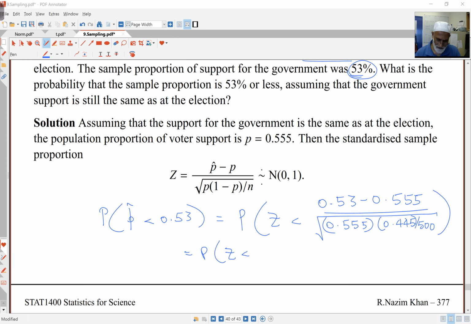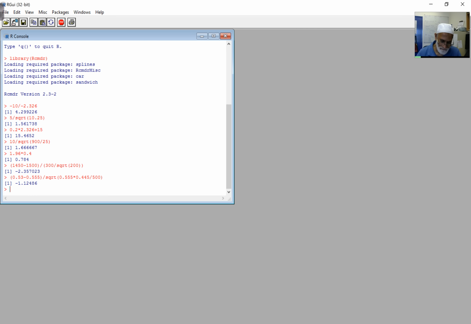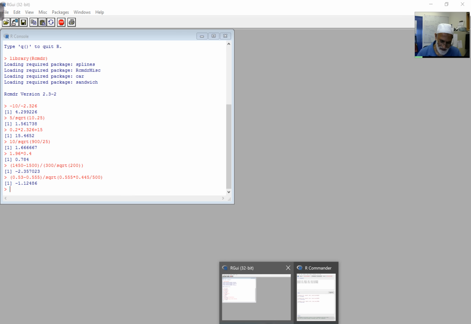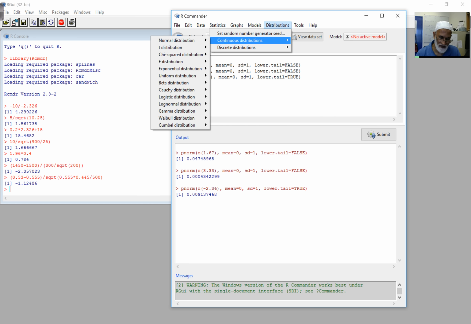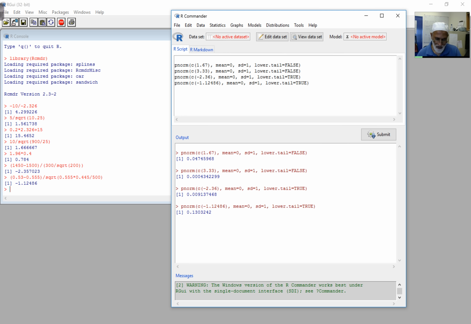So let's do that. 0.53 minus 0.555 over the square root of 0.555 times 0.445 divided by 500. I get negative 1.12486. So I'm looking at distributions again, continuous, normal, probabilities. So the value here I'm going to get is negative 1.12486. And in this case, I'm looking at the lower tail, so it's okay. And I get 0.1303.